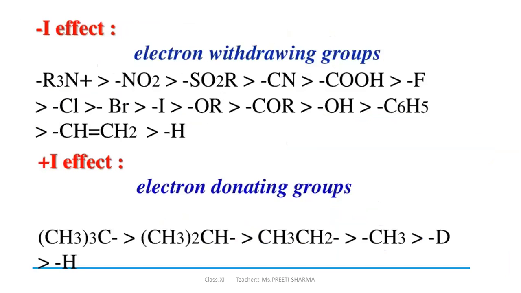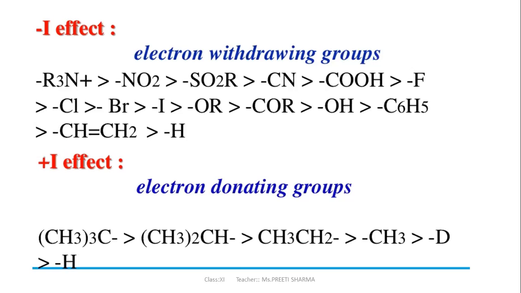See, again I am discussing with you which will show the minus I effect, such as nitro, cyanide, carboxylic acid, all the halogens, F, Cl, Br, I, OR, OH. These all are the groups which show the electron withdrawing effect, which are very electronegative in nature and which attract the electron from the carbon chain towards itself, right?